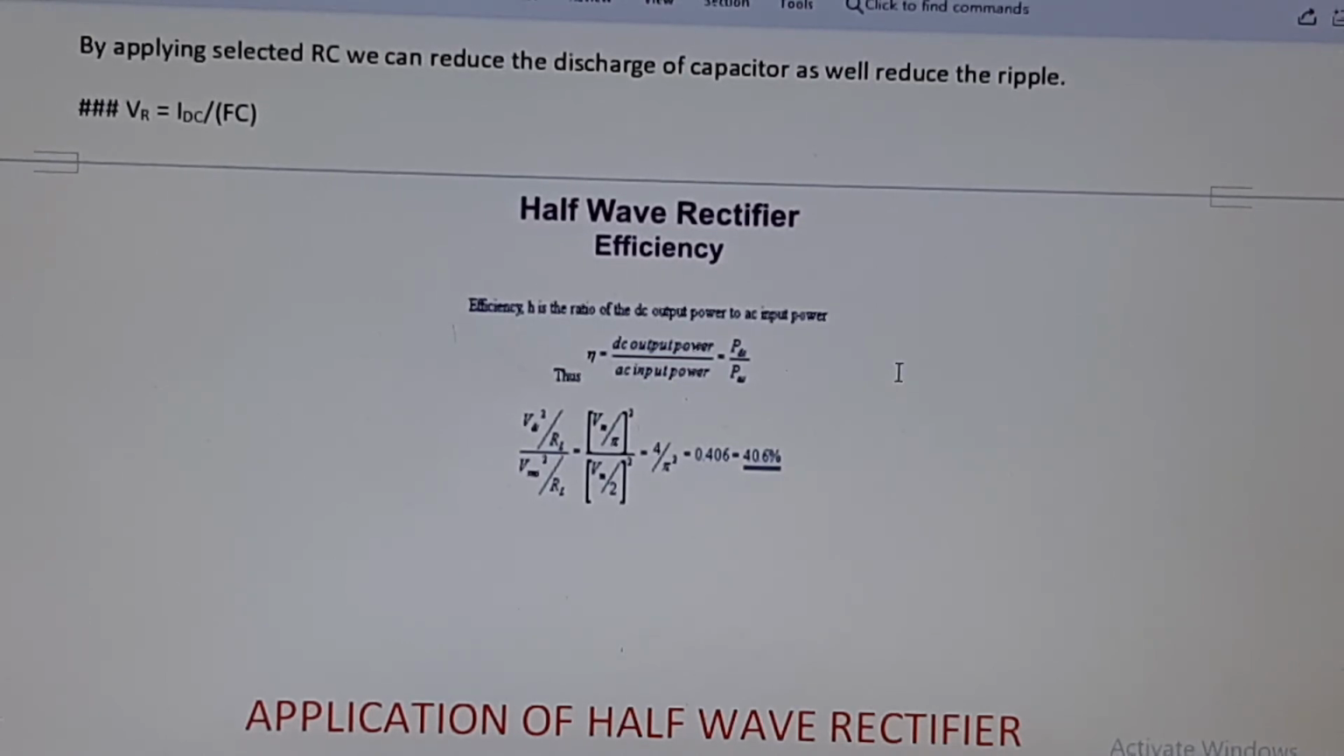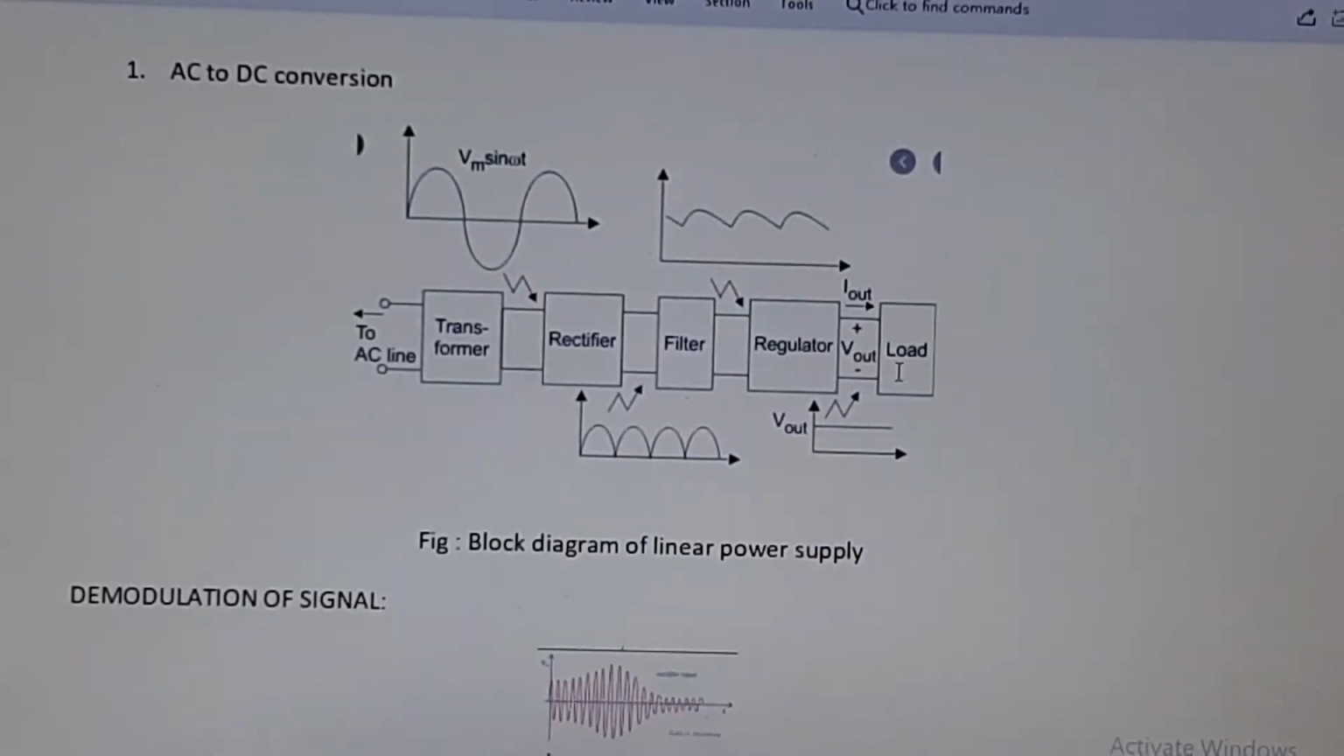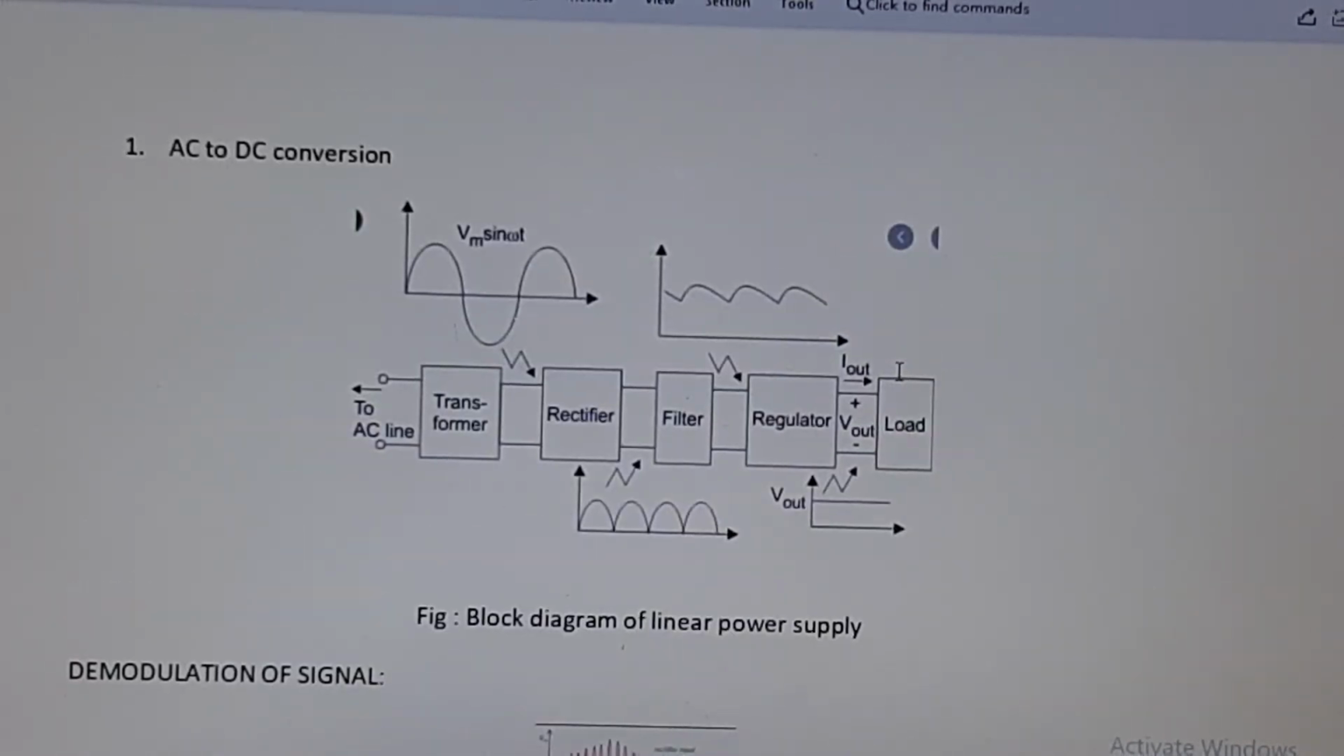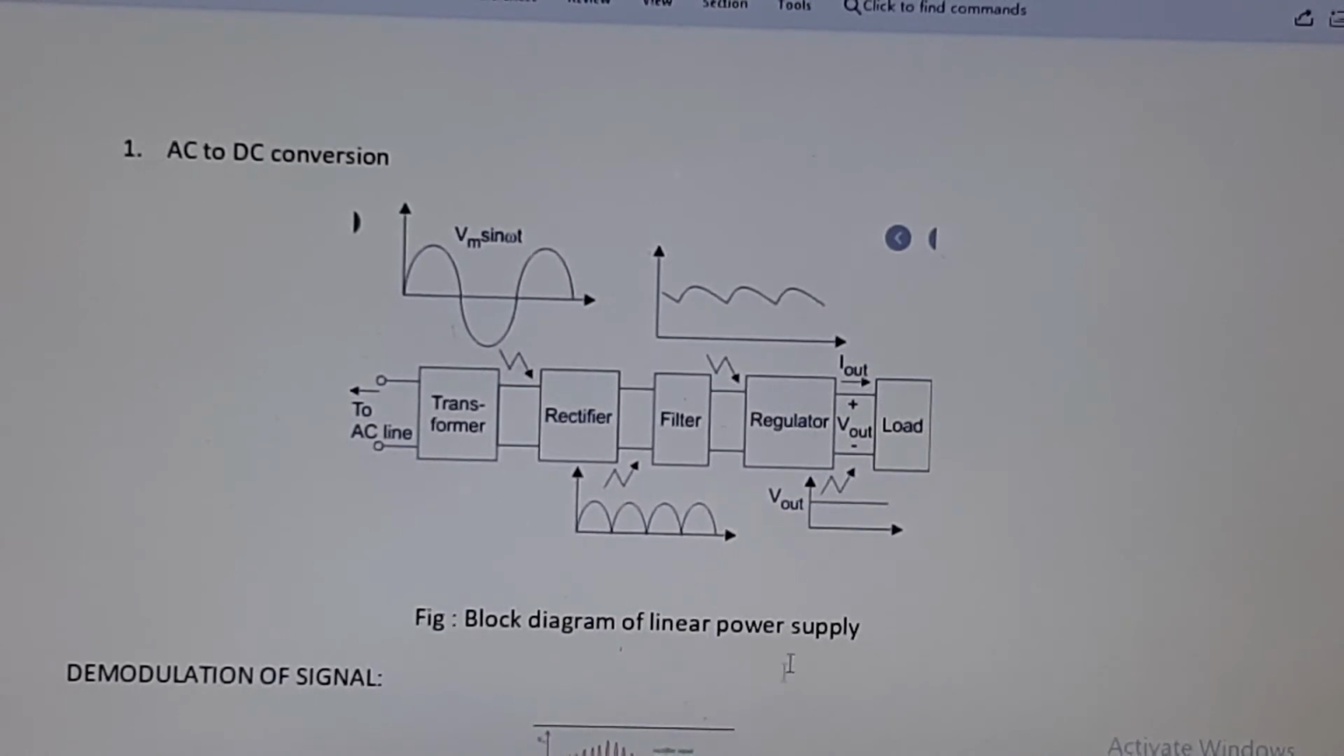So that is the reason why we use the half-wave rectifier less than the full-wave rectifier, because its efficiency is not as much as the full-wave rectifier. But still we use it in many sectors, as there are a lot of applications. We can use it in the block diagram of a linear power supply. Here we can see the block diagram of a linear power supply.